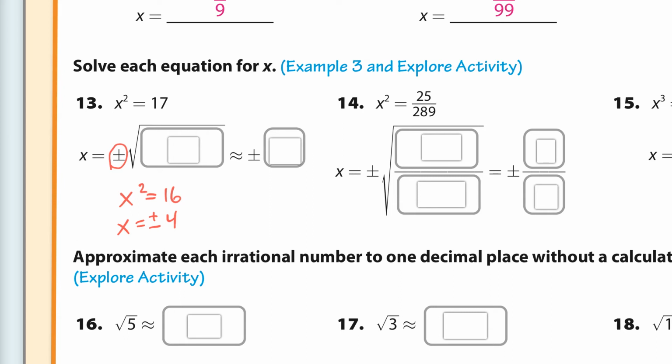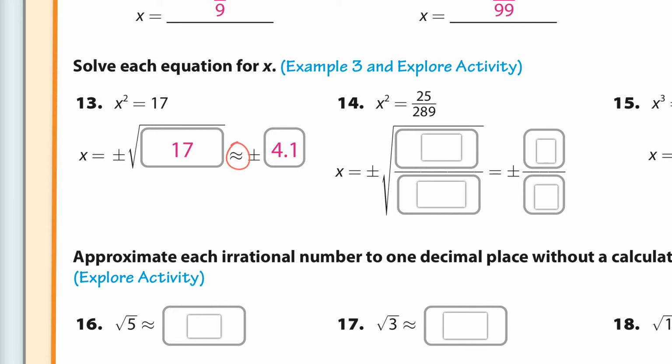So let's go with the rest of this here. I'm going to erase this stuff here. And what we have is this. So x is going to be plus or minus the square root of 17, which is about plus or minus, boy, it's a little bit over 4. It might be like 4.1 or 4.2. So 4.1. Okay.